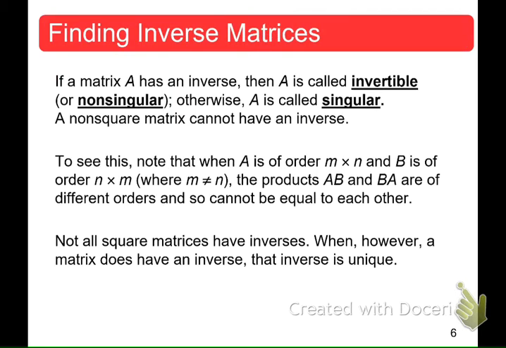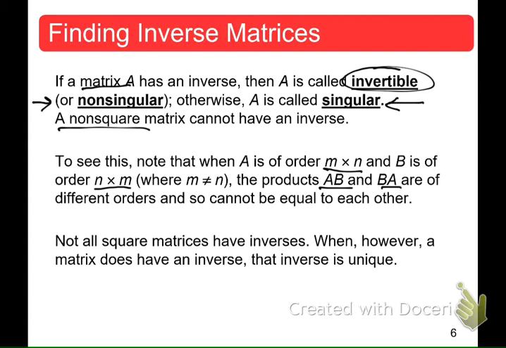We have a little bit of terminology. If a matrix has an inverse, then we call the matrix invertible. So invertible matrices have inverses. Another word for that is non-singular. If it does not have an inverse, we call it singular. As I mentioned before, a non-square matrix cannot have an inverse. Keep this in mind, because why is this true? If I'm multiplying A times B and the orders aren't the same, and I flip the orders, they may or may not be equal, so I can't multiply in both directions to get the identity matrix.